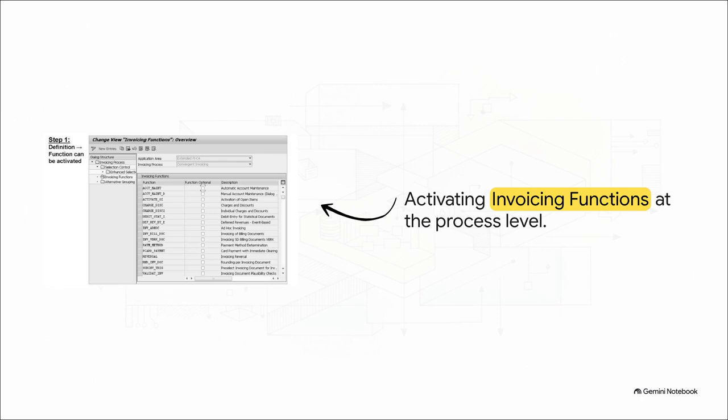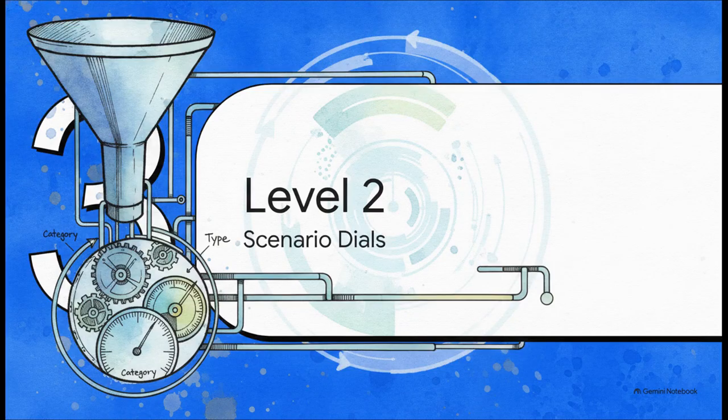If you completely omit a function from this list, it's excluded entirely. It just doesn't exist for this process. But if you do check that box, it becomes optional. You're basically passing the control down the funnel, telling the system, hey, we might need this, but let's decide on the details later. Which brings us to Section 3, Level 2, Scenario Dials.